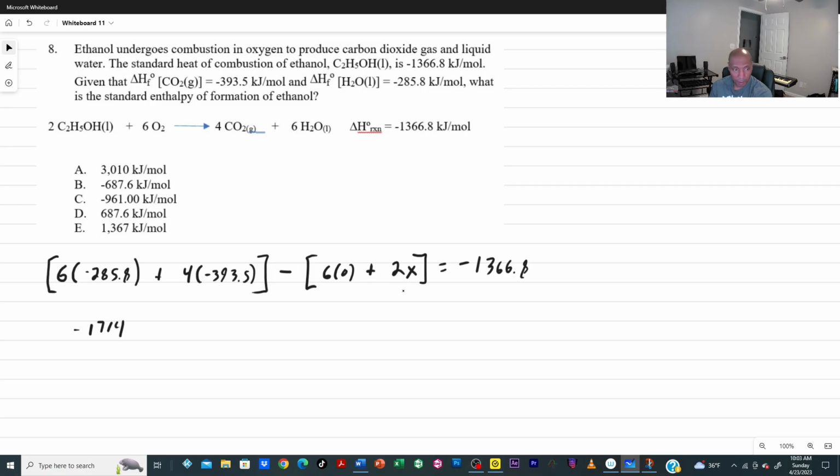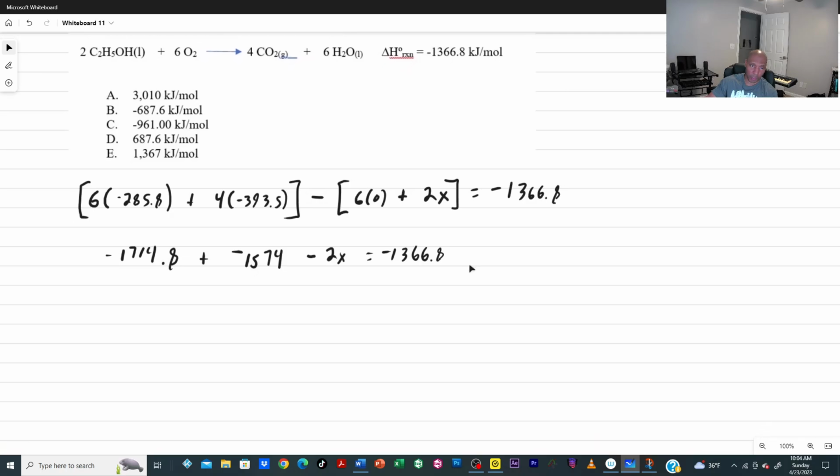Okay, so negative 285.8 times 6 is equal to negative 1,714.8 plus, let's see what a negative 393.5 times 4 is, a negative 1,574. Now, of course, 6 times 0 is 0, so this is going to be minus 2x, is equal to a negative 1,366.8. Notice I'm not trying to do too much in one step. Just keep it slow, and you should be all right.